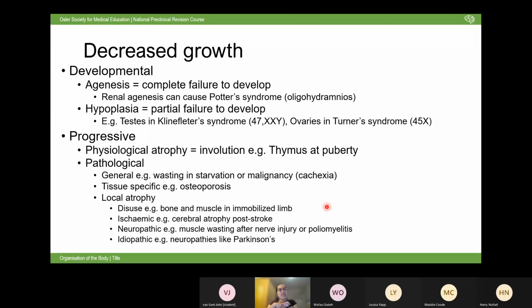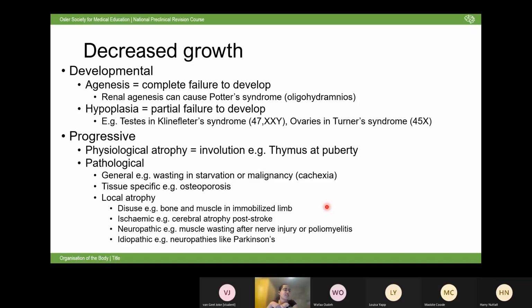And then in terms of progressive decreased growth, this can be physiological. So the thymus is where T cells are produced, and at puberty, this involutes, so gets smaller and potentially disappears, and that is supposed to happen. Whereas it can also be pathological.